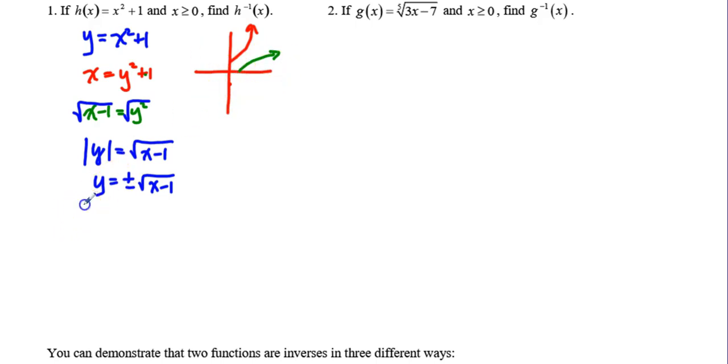And so what I'm going to say is the inverse of h of x is equal to the positive only square root of x minus 1. Okay? And I don't need to say where x is greater than 0 here, because I have that built in. Obviously, there is a domain restriction built into this: x has to be greater than or equal to 1. Otherwise, we're taking the square root of a negative. But that's sort of implied in there.